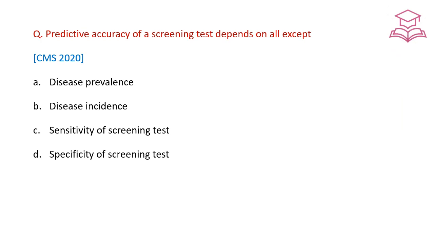Predictive accuracy of a screening test depends on all except: We know that in screening tests there is disease prevalence, sensitivity and specificity. We have never heard of the term disease incidence related to screening test. So by eliminating all other options, disease incidence is the answer.